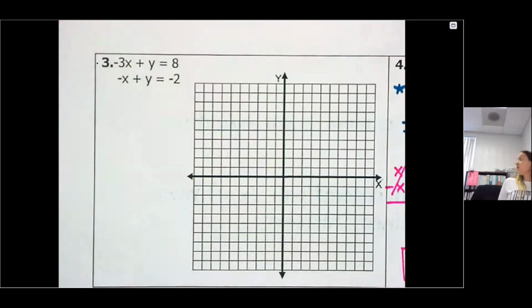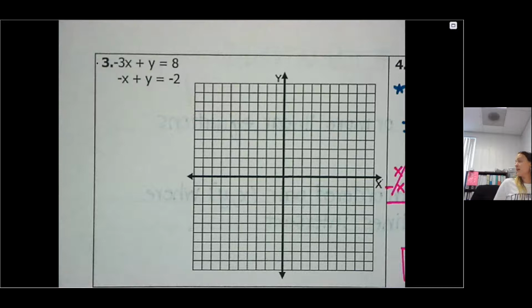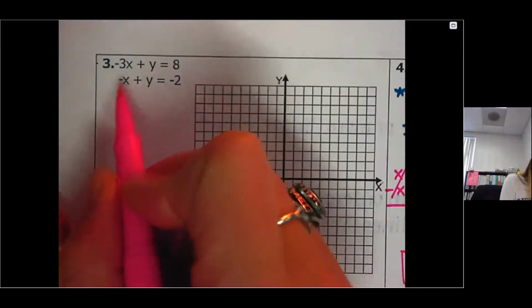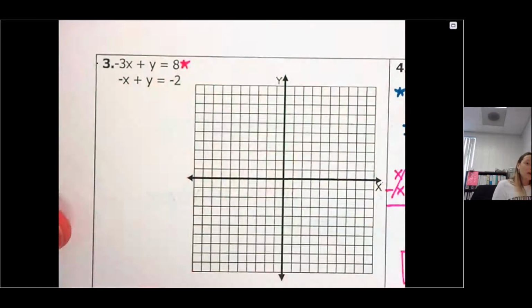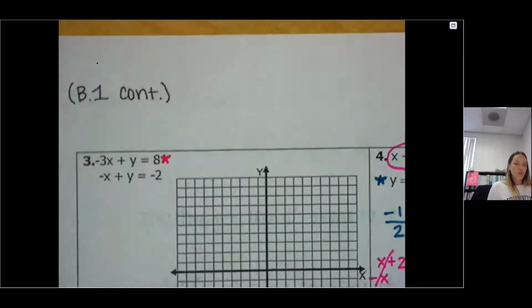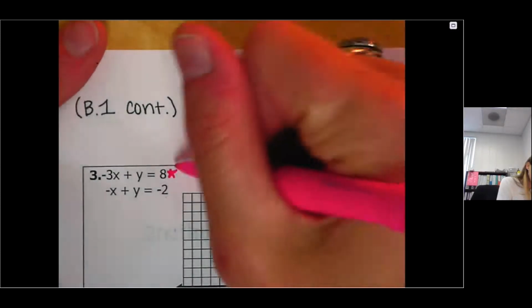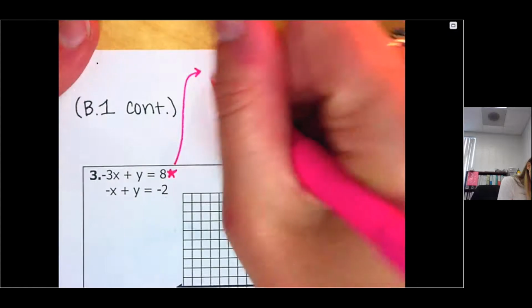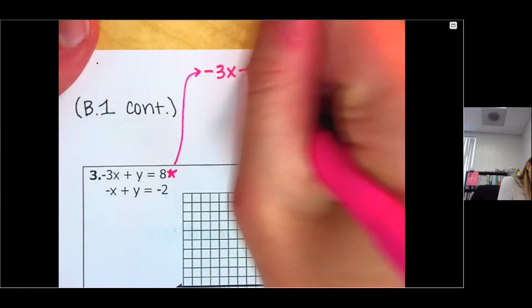Both of these equations for number 3 are definitely in the wrong form. We want to get them into y equals mx plus b form. I'm going to start with this top one and rewrite it up above just because I have more space. Negative 3x plus y equals 8.